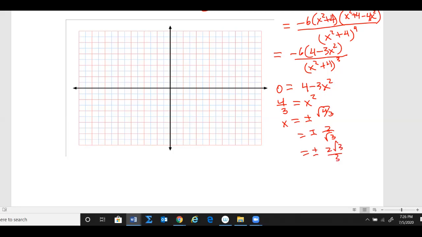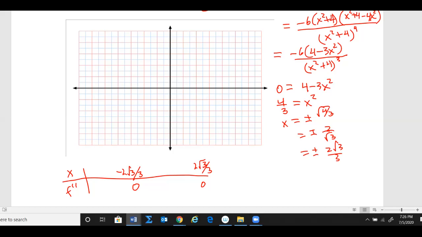Okay, so we need to now test. Let's build a small chart. We have a -2 root 3 over 3, and we have a positive 2 root 3 over 3. They're not test points, but those are our partition points, and we're going to check the signs around these two numbers. We know it's 0 right at the numbers. We want to know the signs to the left and to the right. So pick something convenient.